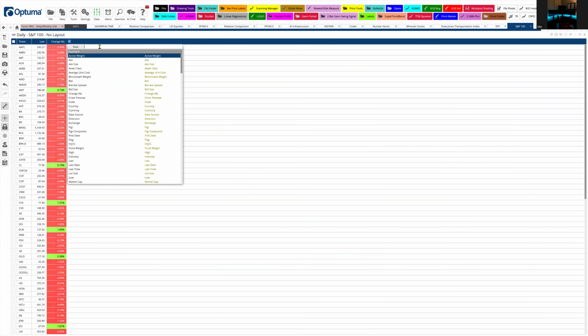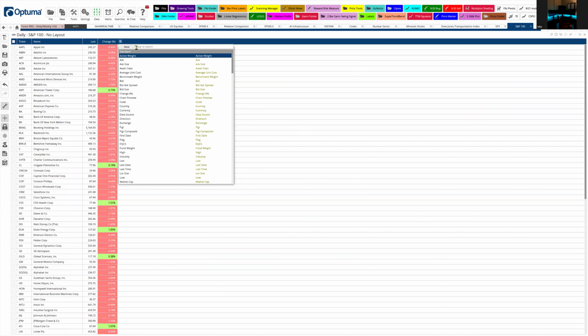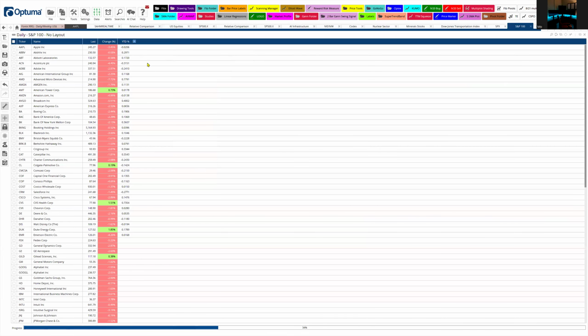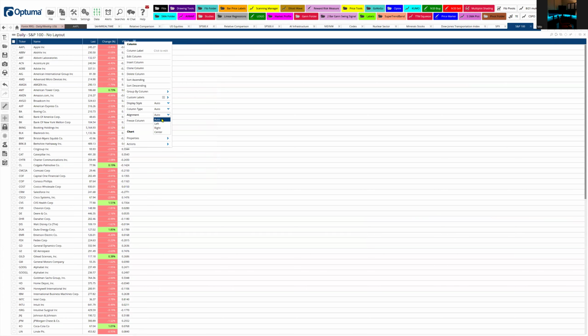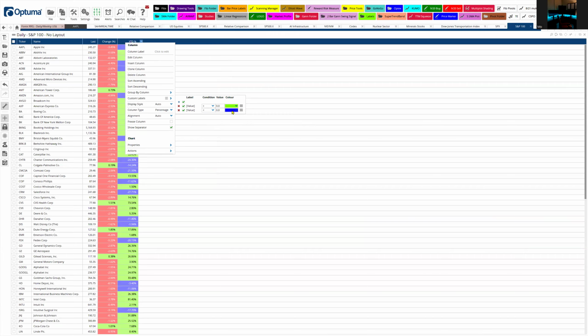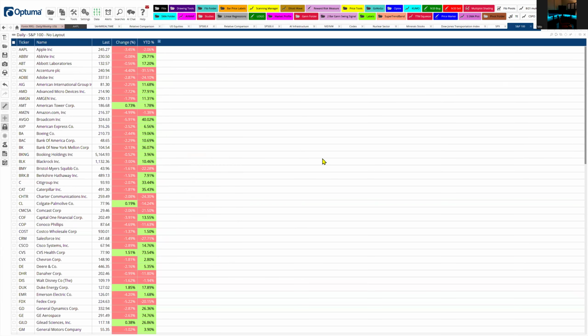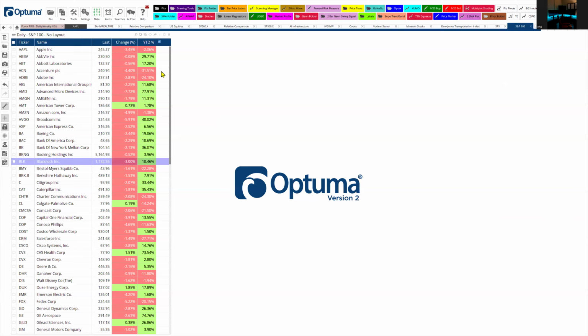So we can do name and change this thing to the percentage. So now we can color them to see which one is up and which one is down. Here's year-to-date performance. You can make this a little bit bigger.